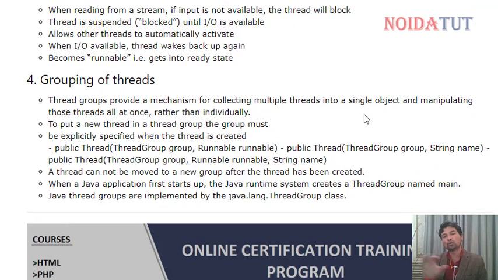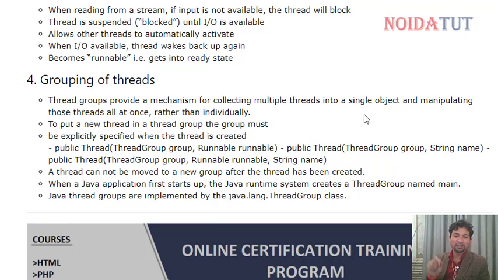We can also group threads. Now talking about the grouping of threads, thread groups provide a mechanism for collecting multiple threads into a single object and manipulating those threads all at once rather than individually. To put a new thread in a thread group, the group must be explicitly specified when the thread is created.